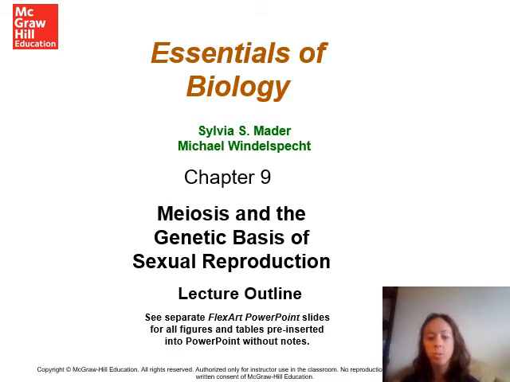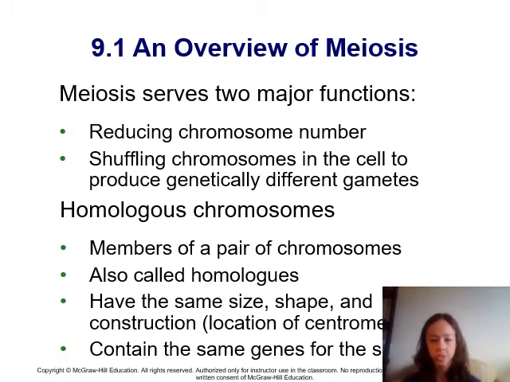This week we'll be covering chapter 9, which continues talking about genetics. Chapter 9 covers meiosis, and meiosis is how sperm and eggs are created. So meiosis serves two major functions. This includes reducing the number of chromosomes in each cell, and then also shuffling around the chromosomes in the cell to produce genetically different gametes, which again are eggs and sperm.